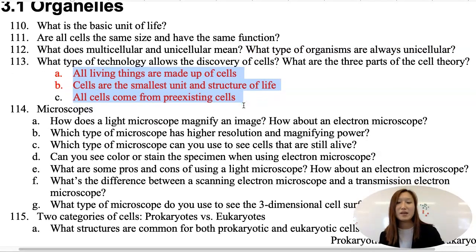We have: all living things are made up of cells. Cells are the smallest unit and structure of life, right? Cells make up life. And then all cells come from pre-existing cells as well. So cells can't come out of nowhere. They have to come from pre-existing cells.